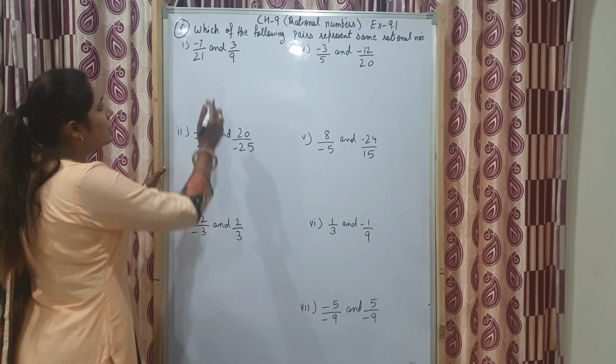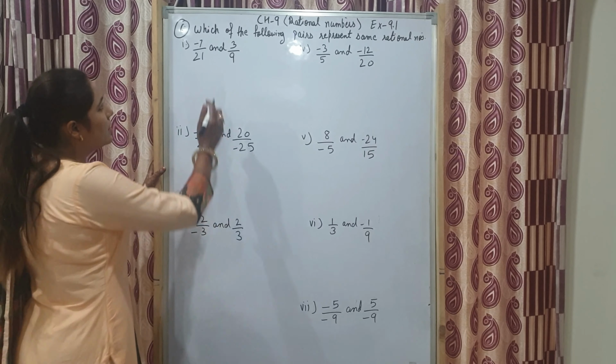Next, minus 2 upon minus 3 and 2 upon 3. Now both have a negative sign, in numerator and denominator, so we will cancel it. Negative, negative cancel, we will get 2 by 3 and this one is also 2 by 3. So 2 by 3 is equal to 2 by 3. So our answer is yes, both are the same. You can do cross multiplication also, then you will get the same answer, which we will do in question number 7.